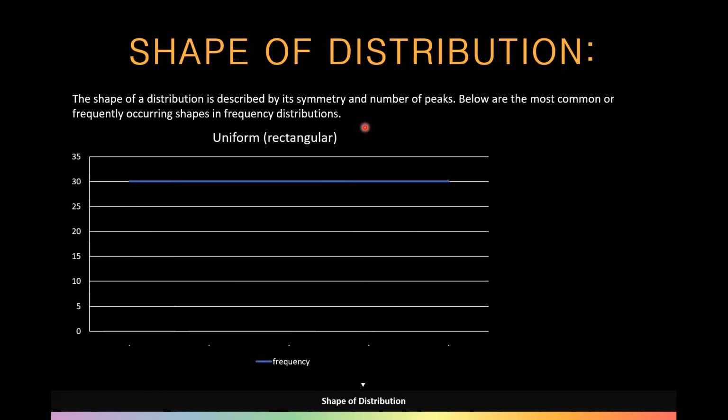The next shape that we're going to discuss is the uniform or rectangular shape. And as you can probably tell, the names really depict what the graph shows us. So we're looking at a graph that essentially has no peaks and it's basically rectangular in shape. So we just have this straight line that's forming going across.